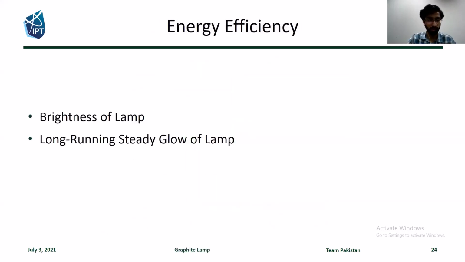So energy efficiency. Now, in terms of energy efficiency, I will break it down into two parts, since they are opposite ends of the problem. For the brightest part, we had the least glow, and for the maximum glow, we had very low intensity, low brightness. So I will divide the energy efficiency part into two regions: brightness of the lamp and the long-running steady glow of the lamp.